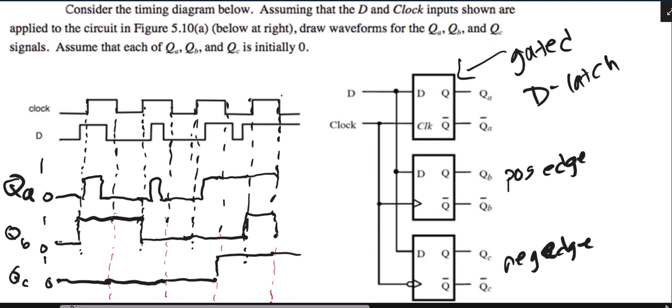So would you call QA level triggered? Yes. Okay, so it's not negative or positive edge? Oh, QA, yes, right. Although you do have to know there is such a thing as a latch that would change on the negative side of the clock cycle. Oh, okay. Yeah. So you do have to know which one it is.